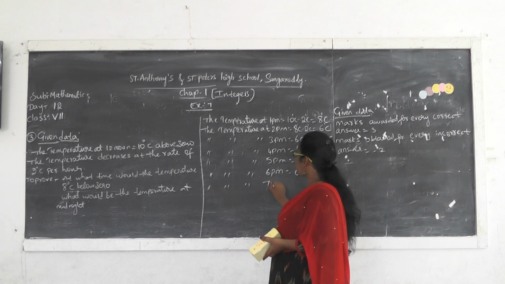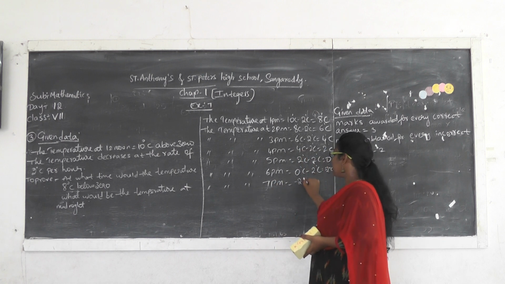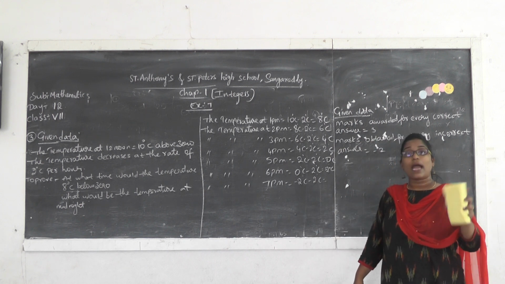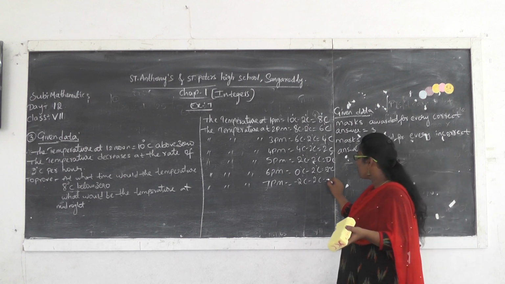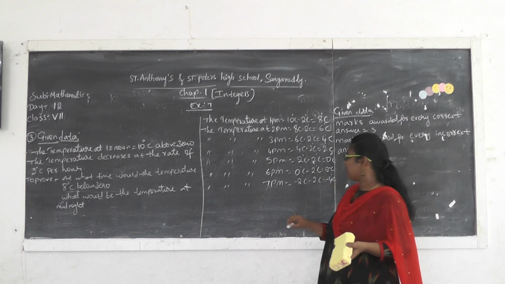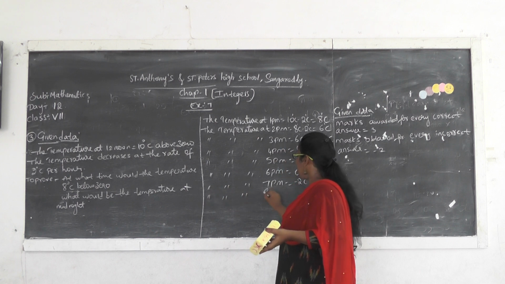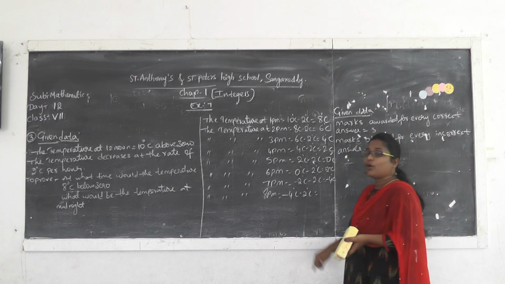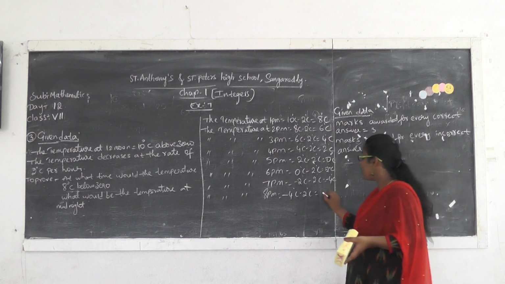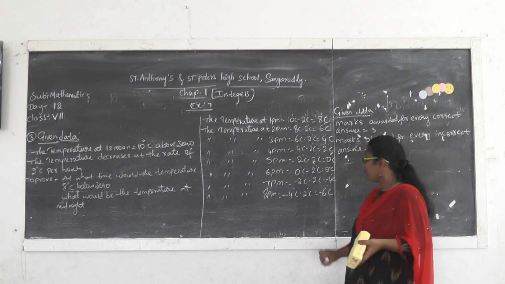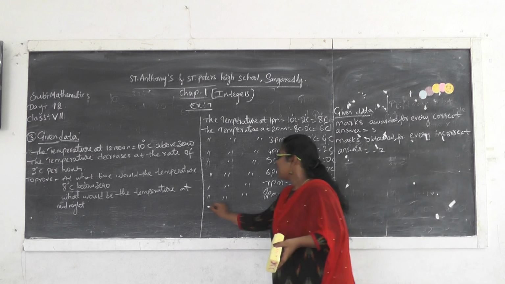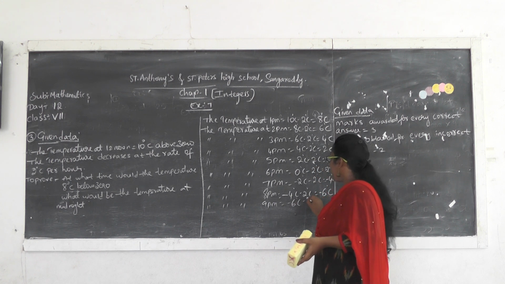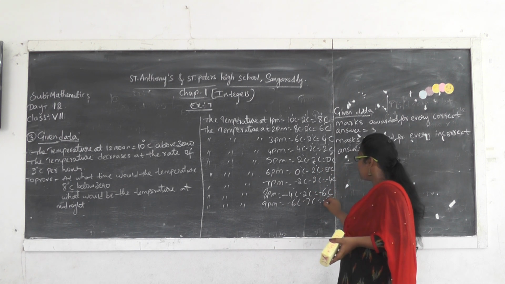Next, the temperature at 7 p.m. is minus 2 degrees Celsius, minus 2 degrees Celsius. Both are negative, so what do we have to do? We add 2 plus 2, 4, but we keep the negative sign. Minus 4 degrees Celsius. The temperature at 8 p.m. is minus 4 degrees Celsius, minus 2 degrees Celsius. Both are negative, so we add 4 plus 2, which is 6, and keep the minus sign: minus 6 degrees Celsius. Next, the temperature at 9 p.m. is minus 6 degrees minus 2 degrees, which is minus 8 degrees Celsius.